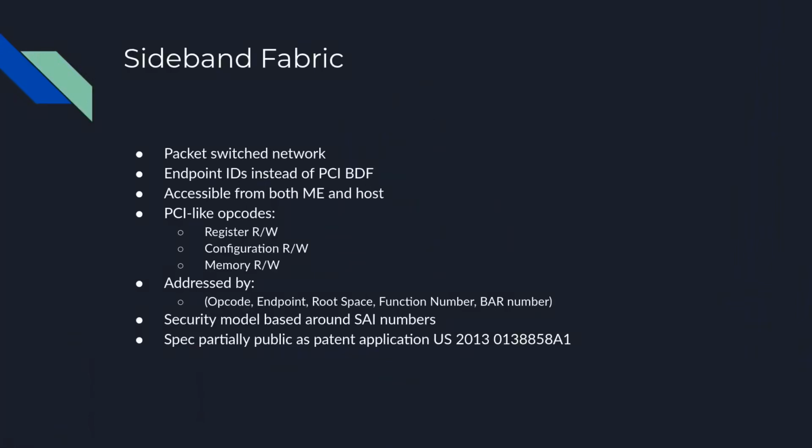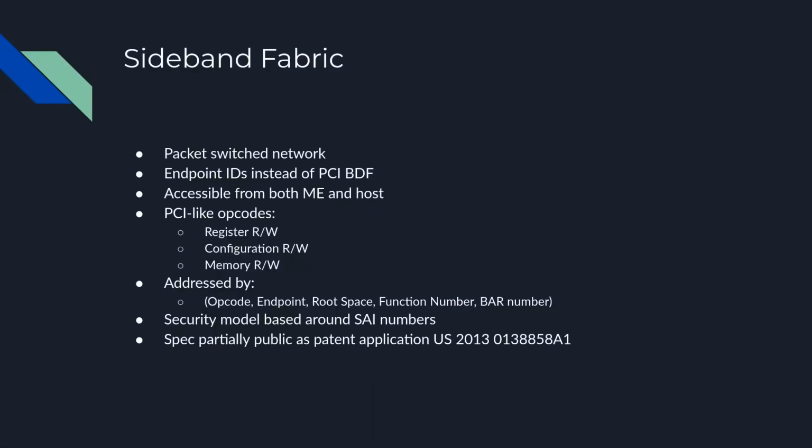And then there's the sideband fabric. So besides all of the stuff that I just covered, which is PCI-like, at least, there's also something completely different, the sideband fabric, which is a completely packet switched network where you don't use any memory mapping by default. You just have a 1-byte address for a device and some other addressing fields, and you just send it a message saying, hey, I want to read configuration or data or memory.